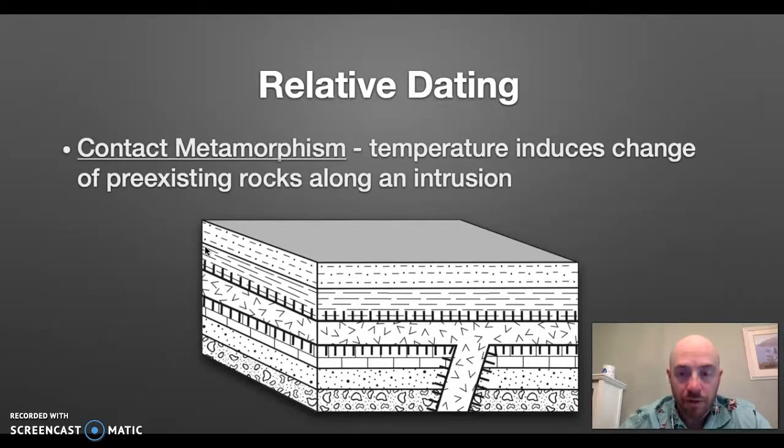Okay, so the last thing I want to talk to you a little bit about here is something called contact metamorphism. This is when temperature causes a change of pre-existing rocks along an intrusion. So you see right here, there's this layer that intruded and moved in between these rock layers here. So this intrusion is hot magma that has moved into these layers, and that temperature causes a change. That's why we have these little lines coming off the side. All right, and metamorphism just means change, and contact means it's touching each other. So we have a change in temperature along some pre-existing rocks, which causes the rocks to go through a change.